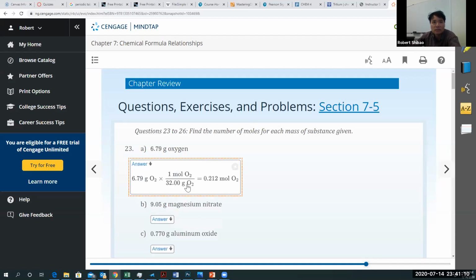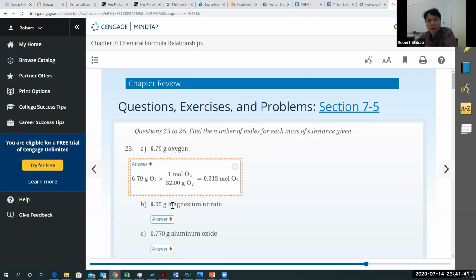Let's see what they did. Yeah, they assumed it's O2. And so when we do O2, there's 2 oxygens. Each oxygen weighs 16.00, so it's 32.00. So 1 mole of O2 molecules weighs 32 grams. Yeah, and so they just did a gram to mole conversion. If we used atomic oxygen, then it would be 1 mole of atomic oxygen per 16 grams of atomic oxygen. But here we're just going to do gram to mole conversion.